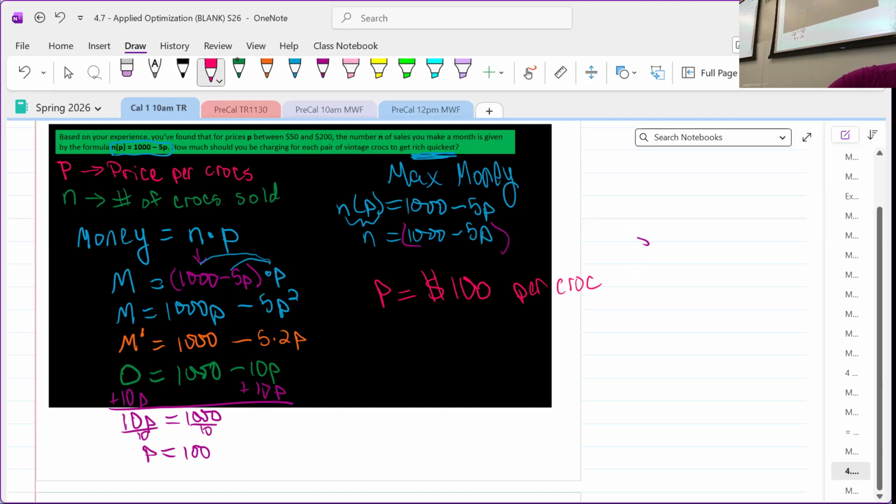Now we could plug into the formula to see how many Crocs we're selling. 5 times 100 is 500. 1000 minus 500 is 500. So that's a lot of Crocs you got to get your hands on to sell.